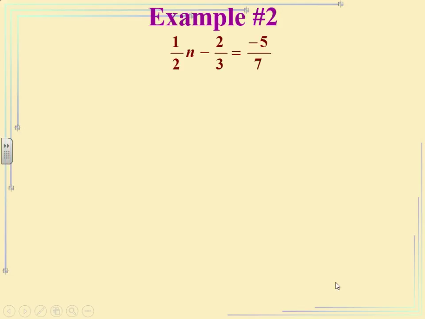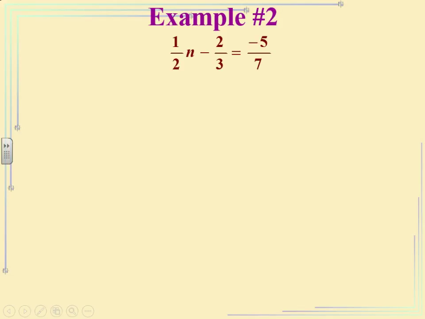All right, let's move on to example 2. So here we have another rational equation, this one with fractions. So instead of multiplying through by powers of 10, we're going to look at our common denominators, 2, 3, and 7, and look for a number that goes into all of those.